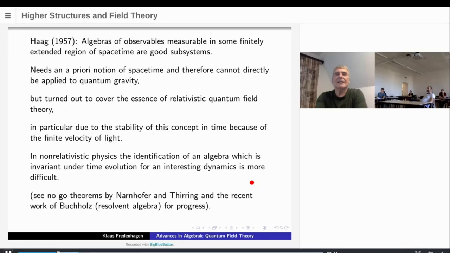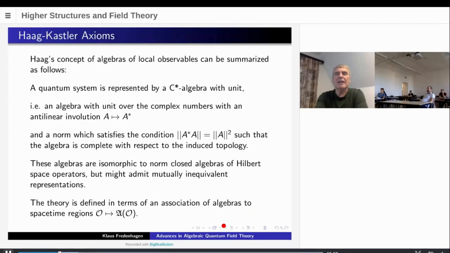But there's a recent work of Buchholz, the so-called resolvent algebra, where he defines the algebra in a certain way, which is then stable under typical interactions. But this I don't want to discuss in more detail. Instead, I concentrate on the relativistic case.